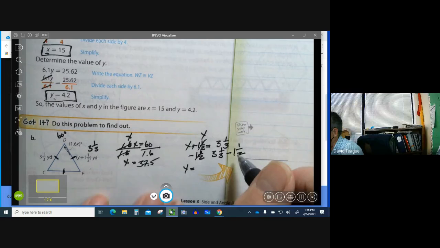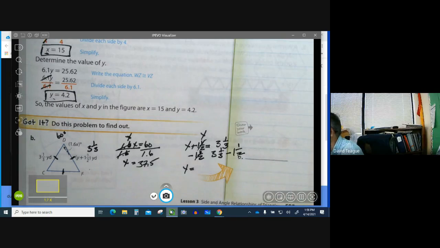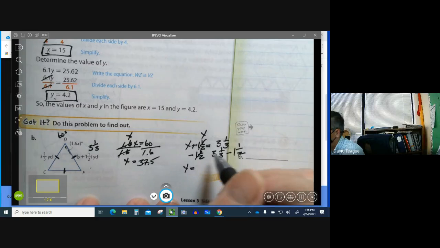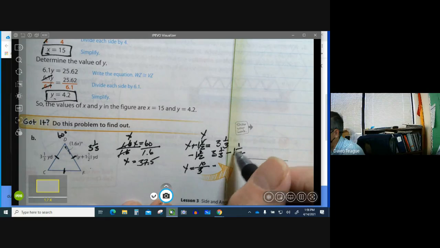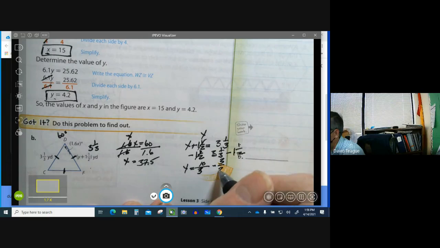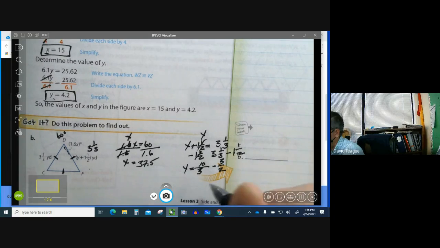Okay, I have two mixed numbers. I can't do anything with mixed numbers. I have to change them to improper fractions. So I'm going to change this: 3 times 3 is 9 plus 1 is 10. That's 10 thirds minus, you have to change this to an improper fraction: 2 times 1 is 2 plus 1 is 3. That's 3 halves. Okay, I have to have a common denominator for me to subtract them.